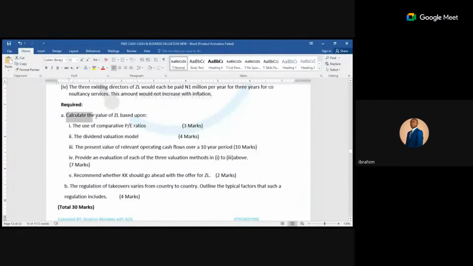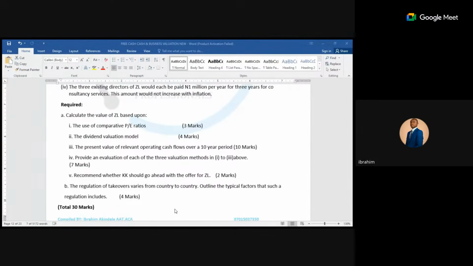The requirement is that we are to determine the market value of ZL based upon the use of comparative PE ratio, the use of dividend valuation model. We don't know if it is dividend with growth or without growth. Then the present value of relevant operating cash flows over a 10 years period.